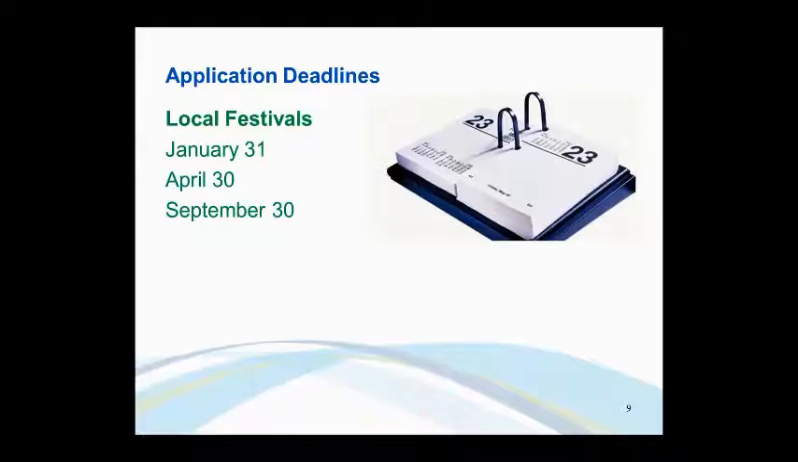So now we'll talk about the application deadlines. We have 3 deadlines for local festivals. The first deadline is January 31st, and that is for festivals occurring between September and December of the same year. The next deadline is April 30th, and that is for festivals occurring in January to June of the next calendar year. And September 30th is for festivals occurring in July and August of the next calendar year.